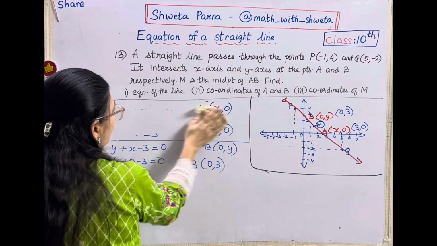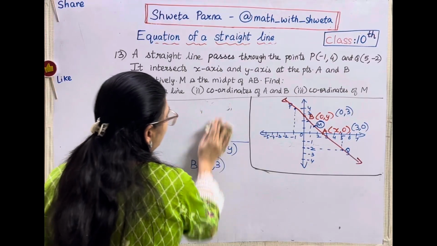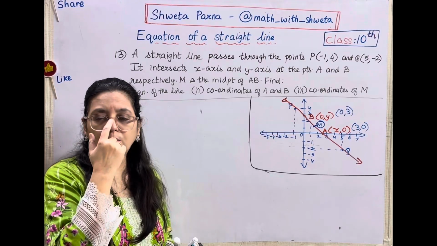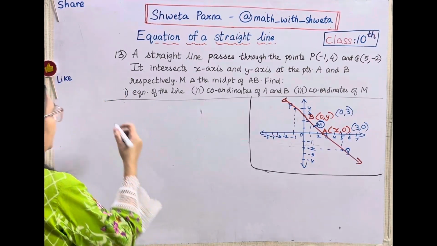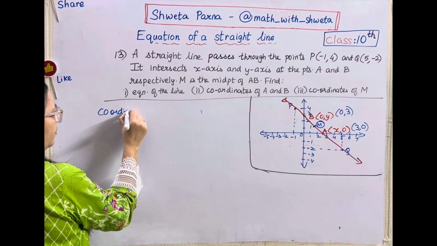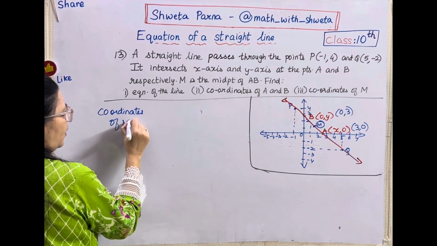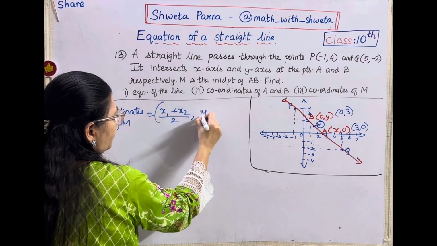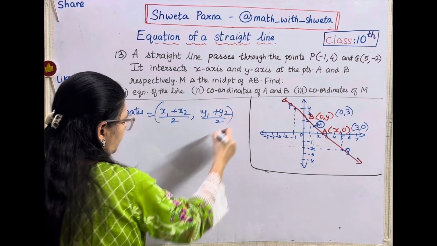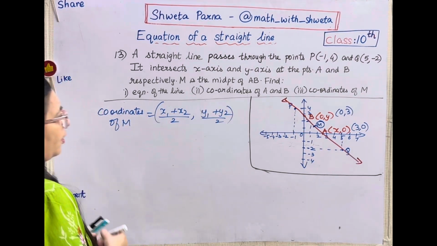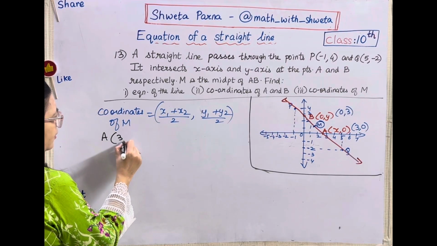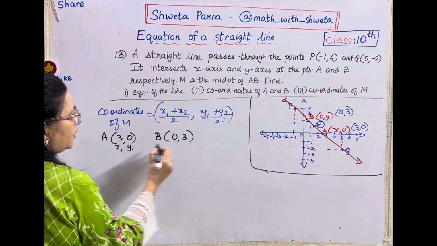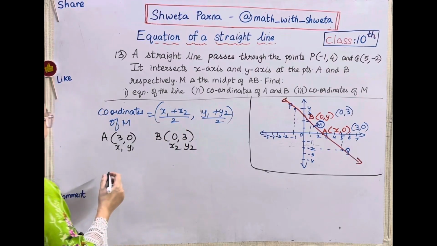Okay. Now the third sub question is you have to find the coordinates of M, where M is the midpoint of AB. So you are going to use the midpoint formula. What is the midpoint formula? To find the coordinates of M, you will use (x1 plus x2) upon 2, and (y1 plus y2) upon 2, where 2 points are given to you. Correct? Now here A is (3, 0) and B is (0, 3). So this is x1, y1 and this is x2, y2. Let's find the coordinates.